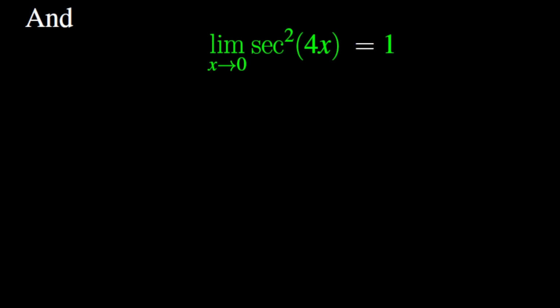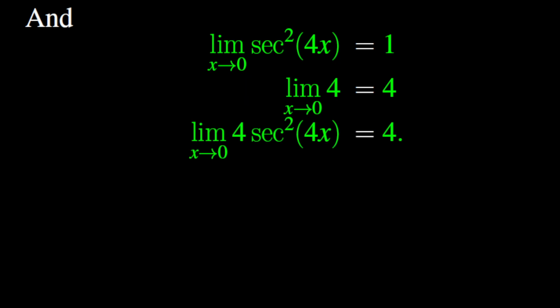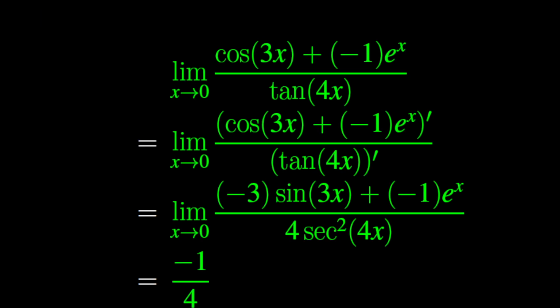The limit as x goes to 0 of secant square of 4x is 1. The limit as x goes to 0 of 4 is 4. Thus, the limit as x goes to 0 of the function 4 times secant square of 4x is equal to 4. Therefore, the limit of the numerator is minus 1, and the limit of the denominator is 4.